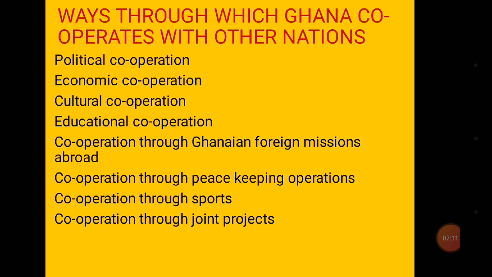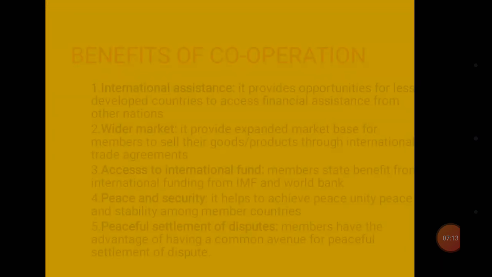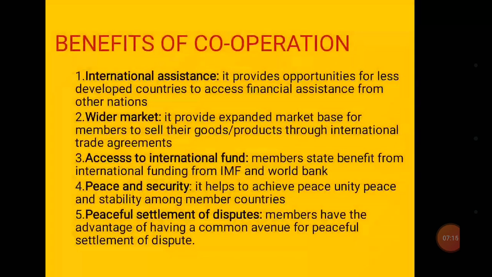I hope that is clear. Very good. Now, what are the benefits of cooperation?